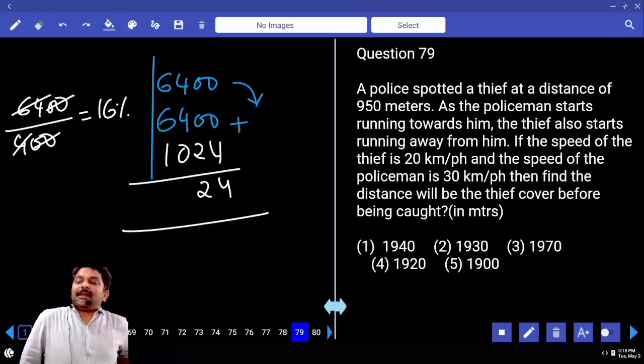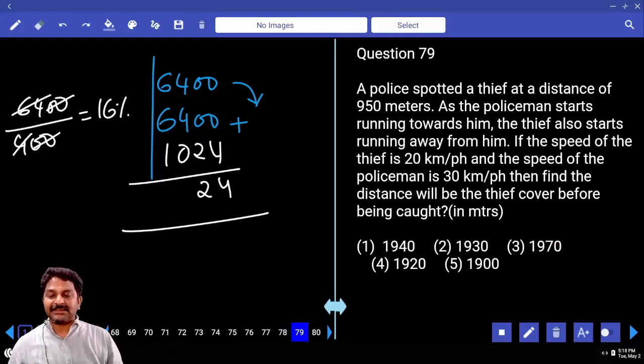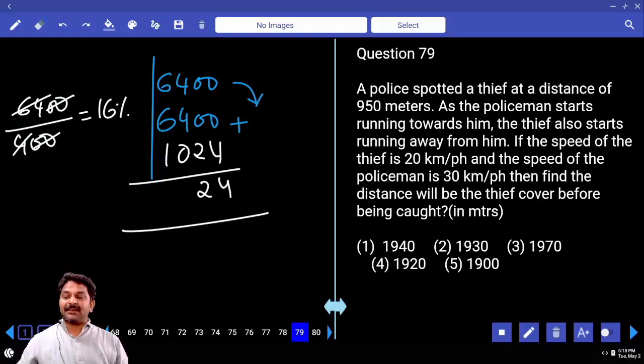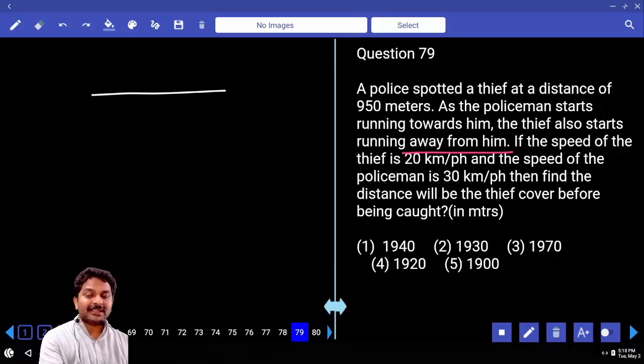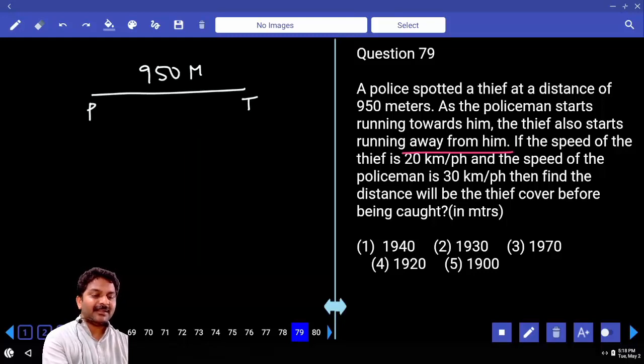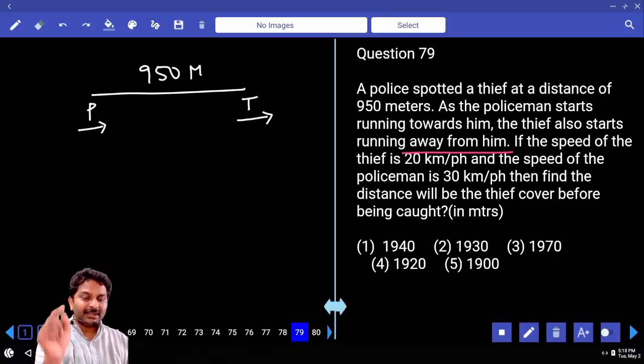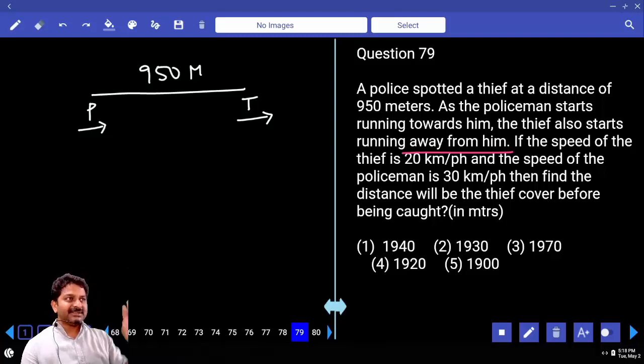A policeman spotted a thief at a distance of 950 meters. As the policeman starts running towards him, the thief also starts running away from him. That means both are moving in the same direction. Already there is a gap of 950 meters. Thief is here, police is here. Police started chasing the thief and the thief is trying to escape and moving away from him, right? So both are moving in the same direction.